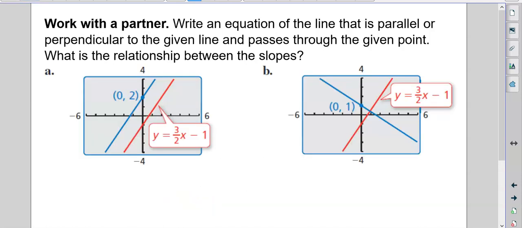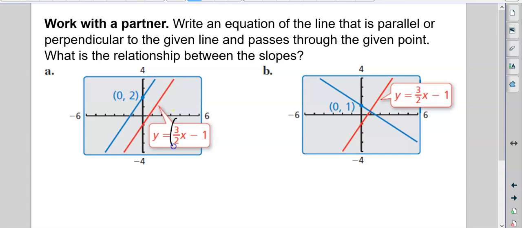All right, write an equation of the line that is parallel or perpendicular to the given line and passes through the given point. What's the relationship between the slopes? All right, so on the first one, A, we see it is parallel, okay? The two lines are parallel. Red is parallel to blue. So we're trying to find the equation of that line.